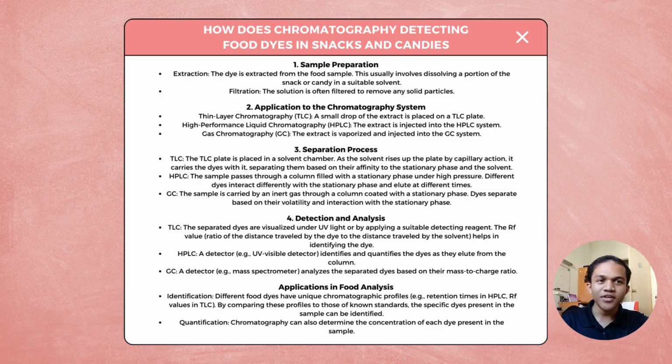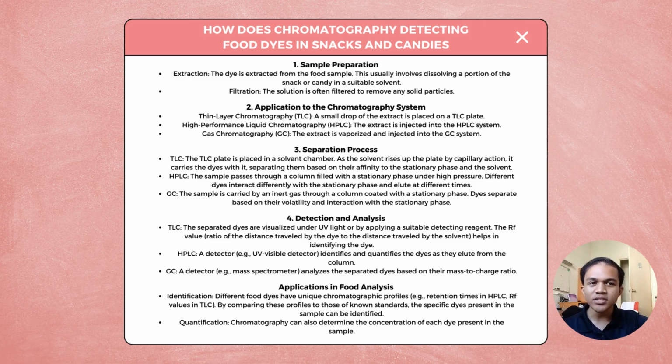So next we are moving to how chromatography detects food dyes in snacks and candies. First, we have sample preparation, where we have extraction. In this process, the dye is extracted from the food sample, which usually involves dissolving a portion of the snack or candy in a suitable solvent. Second, we have filtration, where the solution is often filtered to remove any solid particles. Therefore, we have the food sample that we need before doing the chromatography.